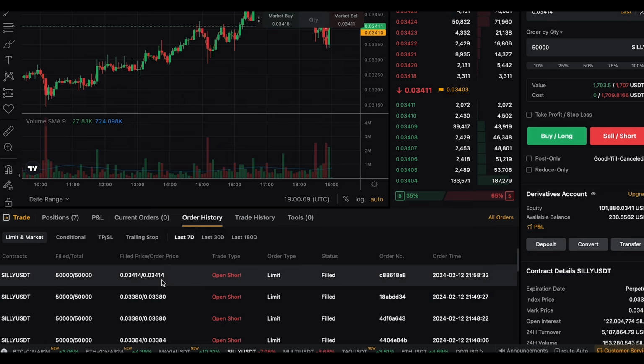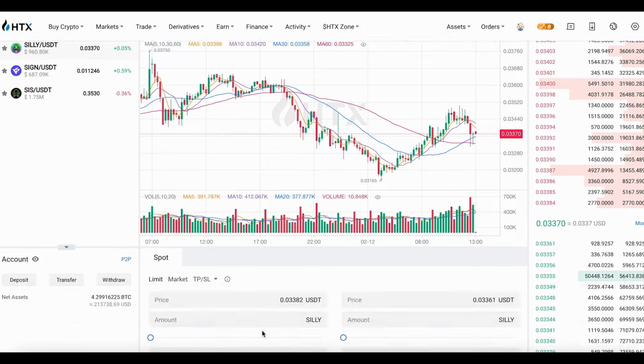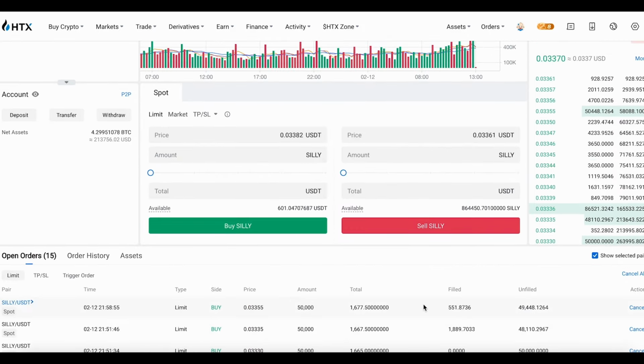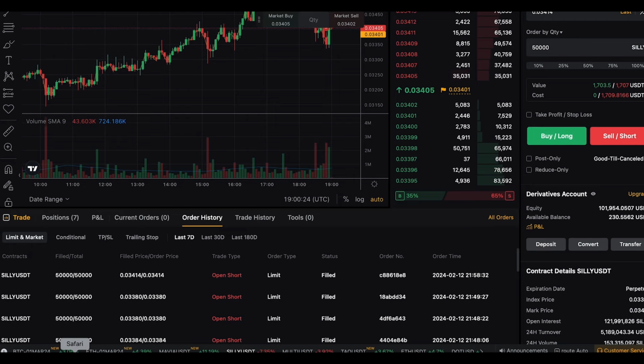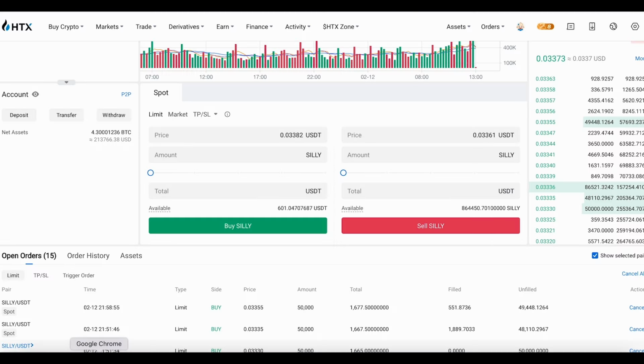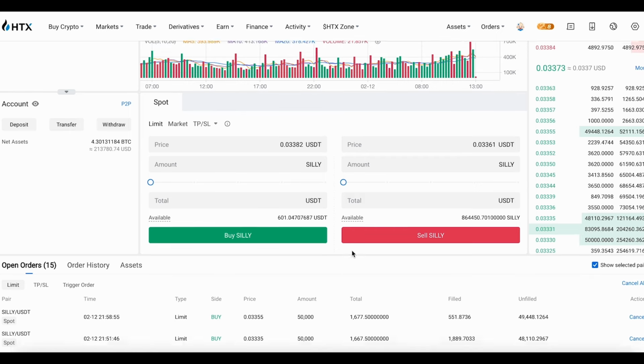Order history, 0.3414. Oh, this part is even completed, 551 at 0.341. That is, we put 0.3414. Well, we'll split it up. Let's say 0.337, 0.337. It will be 1.3%. So we set 49 and 448 for purchase.